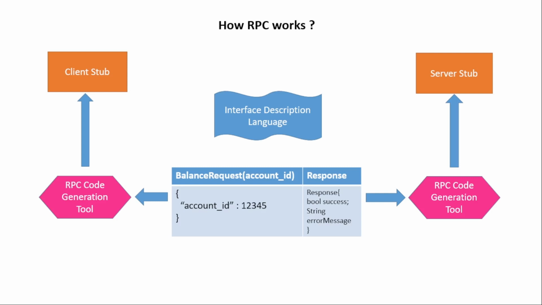On the server side, a corresponding server stub receives the request message, unmarshals the parameter, and invokes the actual remote method. The server method is executed and the result is sent back to the client via the server stub, which marshals the result into a response message. The client stub receives the message, unmarshals the result, and passes it to the client application, making it appear as if the result was returned from a local method call.